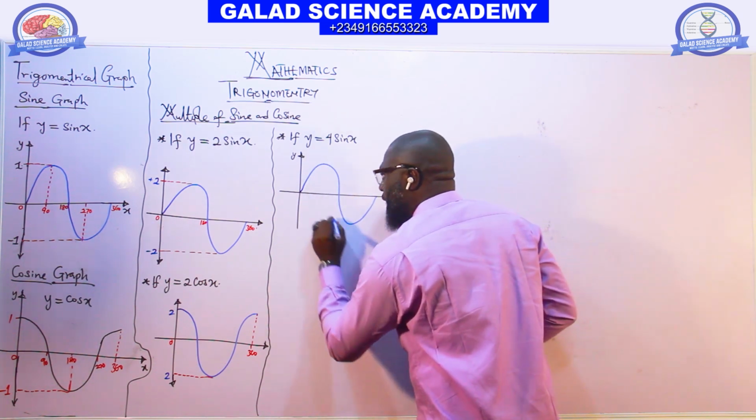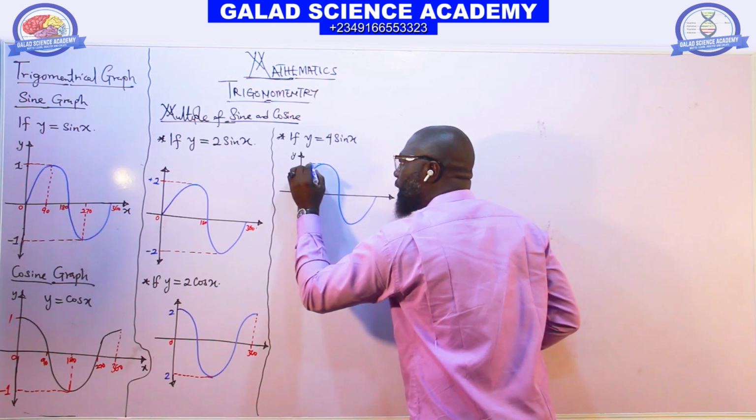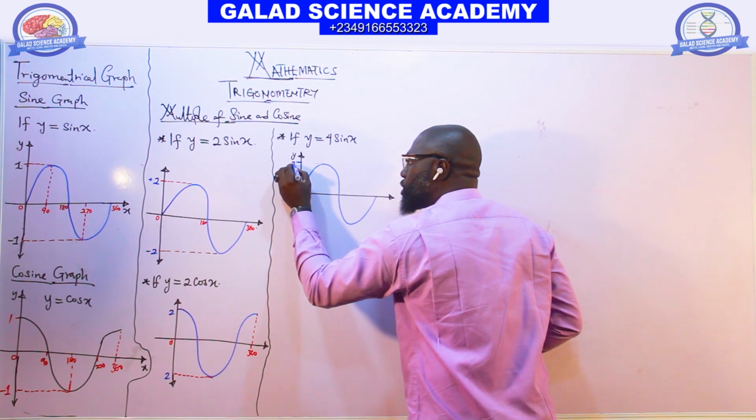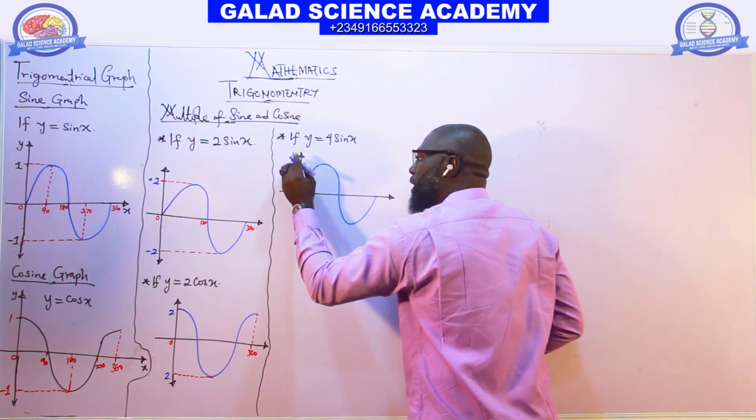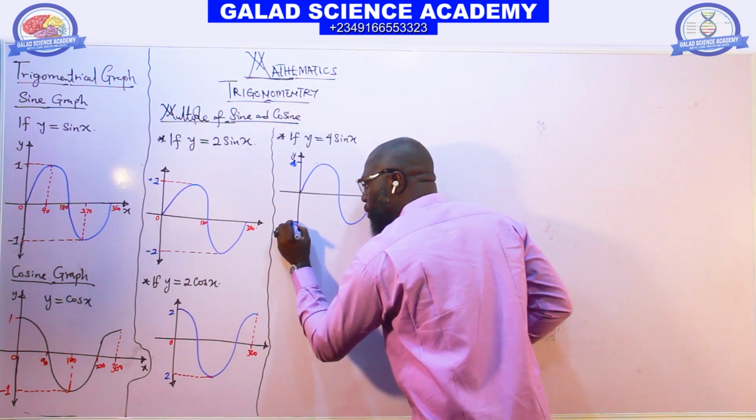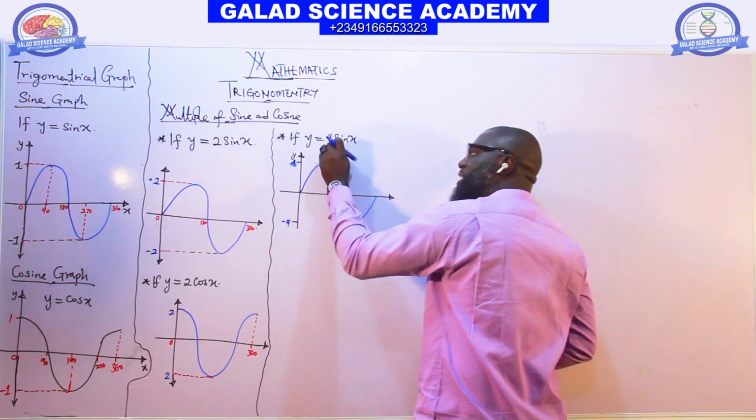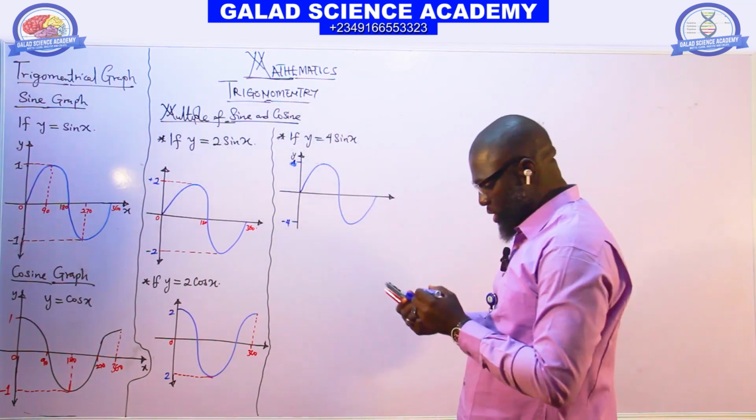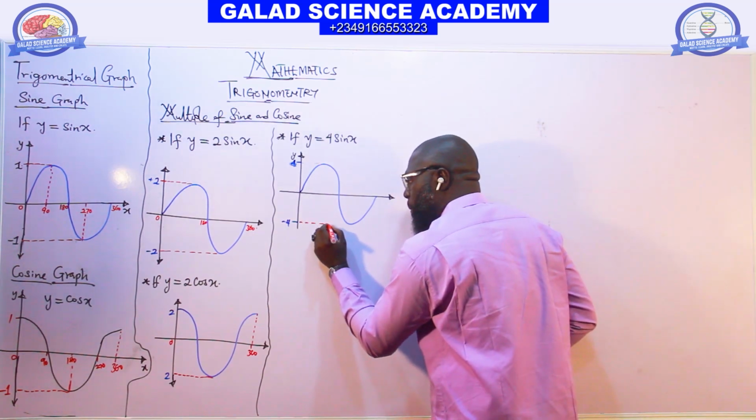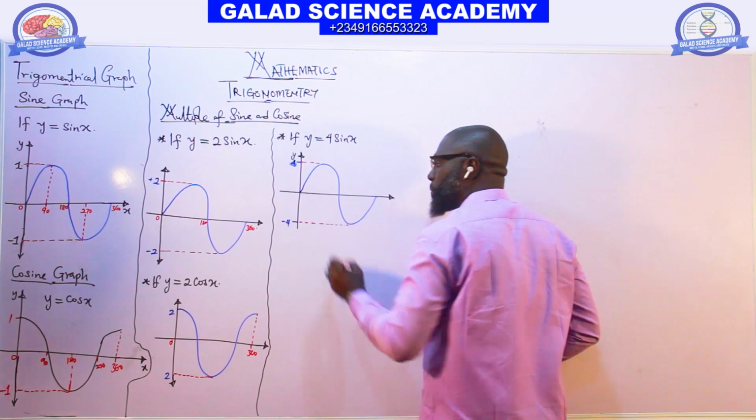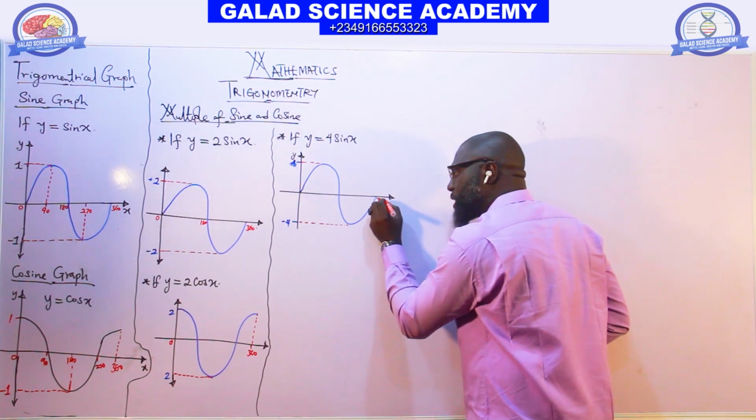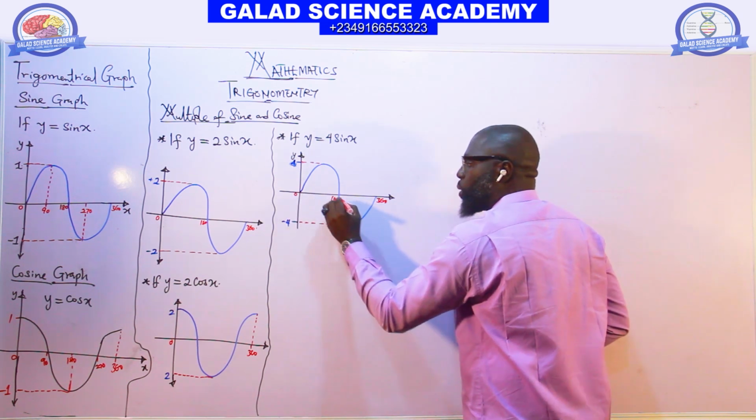Yes, and the point here for the graph is 4. The amplitude here is 4. The amplitude here too will be minus 4. That's the meaning of amplitude. It tells you the peak value for the graph. And don't forget that here we see 360, 0, 180.